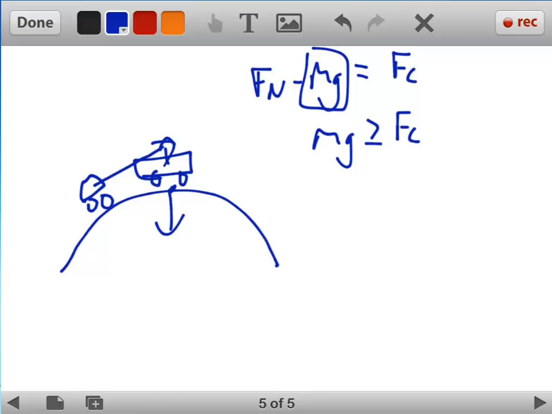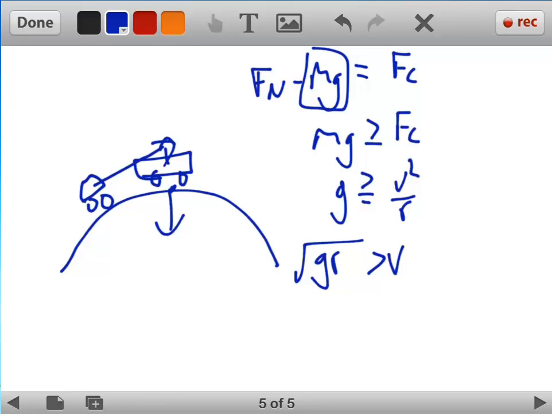We're going to let the normal force actually go all the way to 0, but you'll still be in contact with the road. And so then you get the same equation we had before, but now g is greater than or equal to v squared over r, and so v has to be less than the square root of gr. So before, if we wanted to stay in our chair at the top, we had to be greater than this. Now if we want to stay on the road, velocity has to be less than the square root of gr.